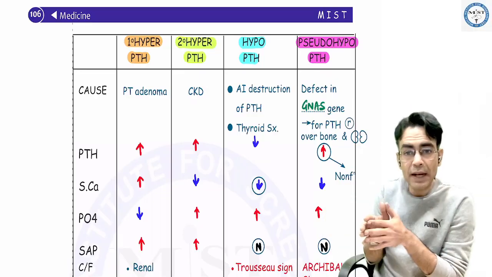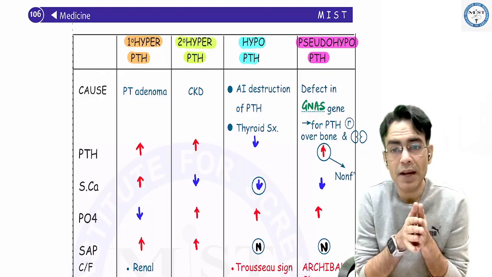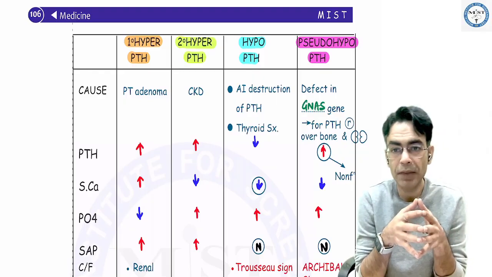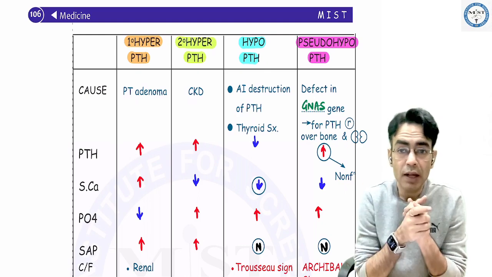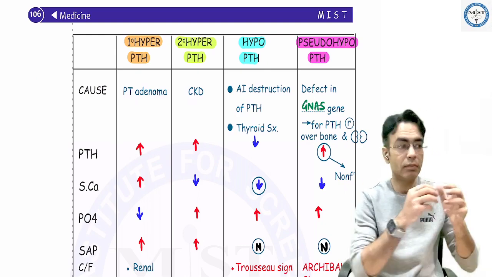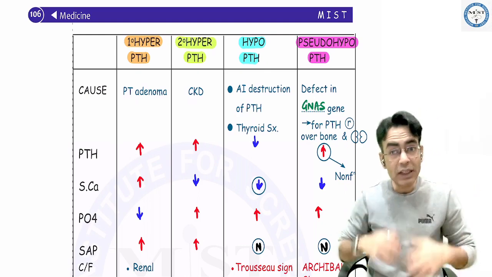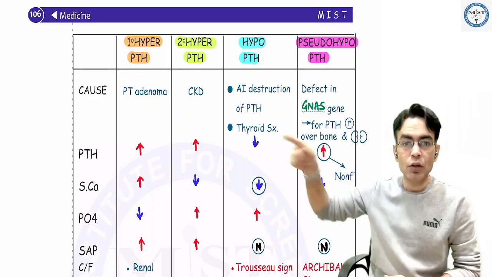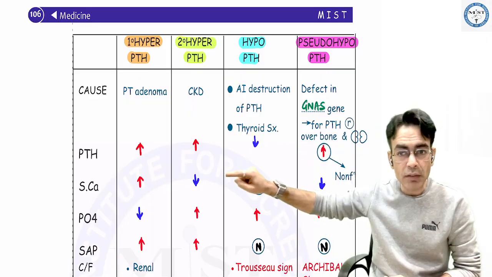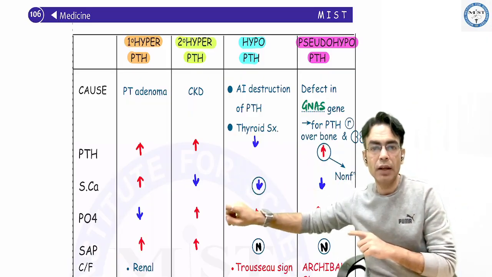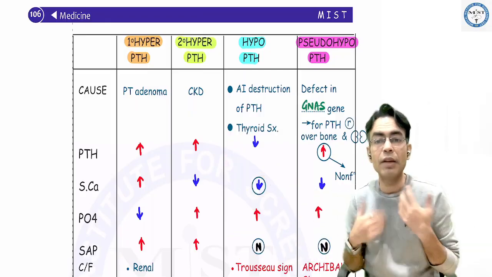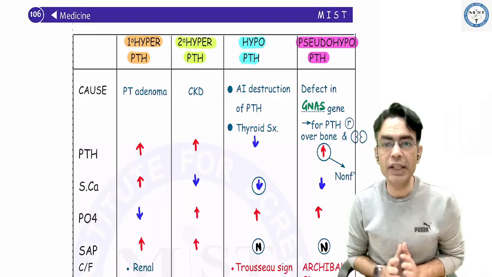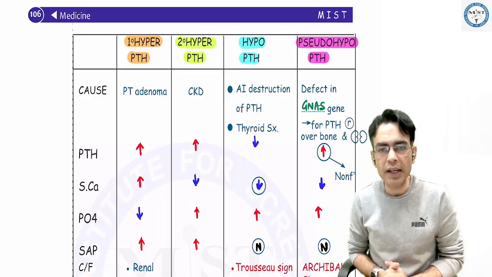Now, secondary hyperparathyroidism is seen with CKD, chronic kidney disease. We had discussed this in the renal chapter. In chronic kidney disease, the calcium is low. Whenever the calcium is low, PTH will be high. So high PTH, because of low calcium, means phosphate high. And because PTH is high, now it will eat up the bone. So you need to make the bone, and therefore SAP is high. So all the features of CKD will be seen in these patients, and you have to treat the CKD.